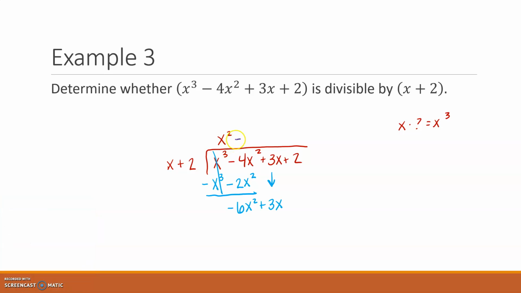All right, now what's my next term going to be? It's going to be a negative 6x because I'm asking x times what equals negative 6x squared. Multiplying those together, I get negative 6x squared minus 12x. I'm going to change my signs, and I get 15x. And this one I do have to take a step further because I started with a higher degree. Instead of starting with 2, I started with 3. I do plus 2.